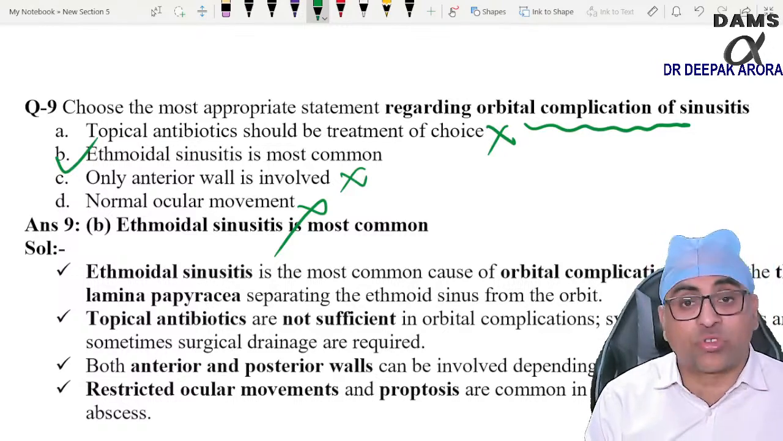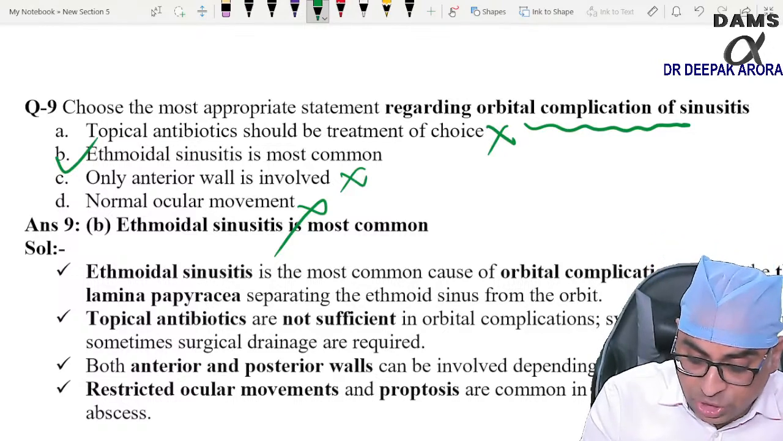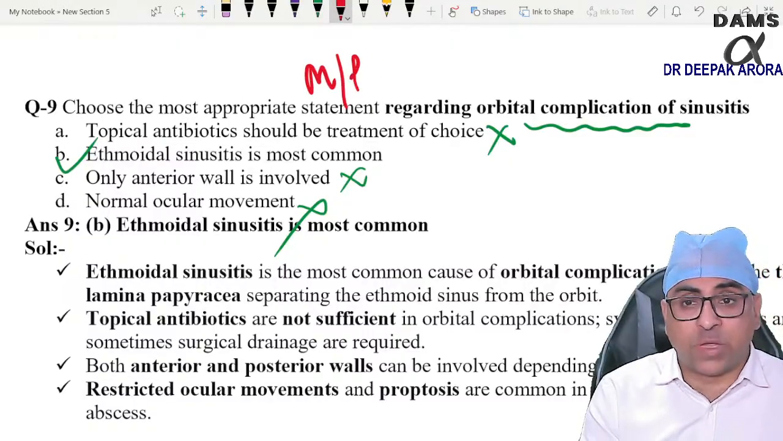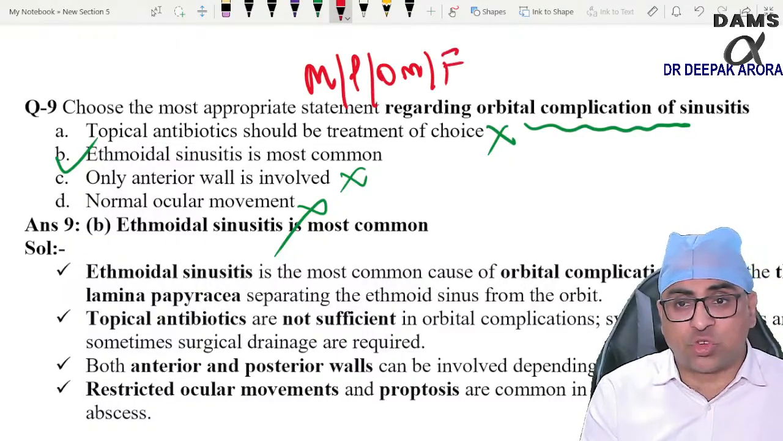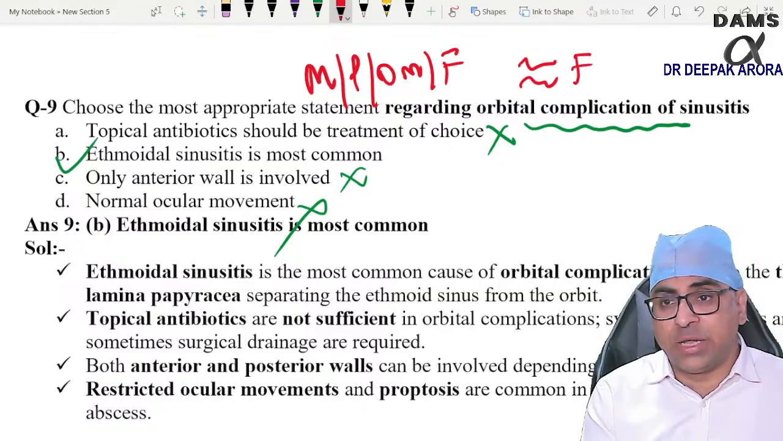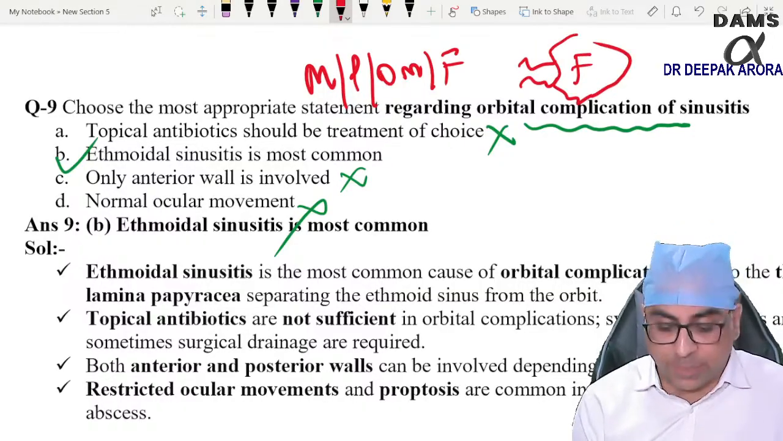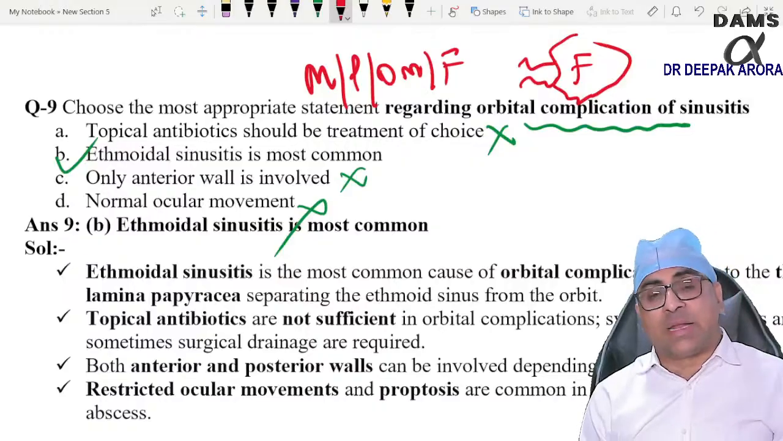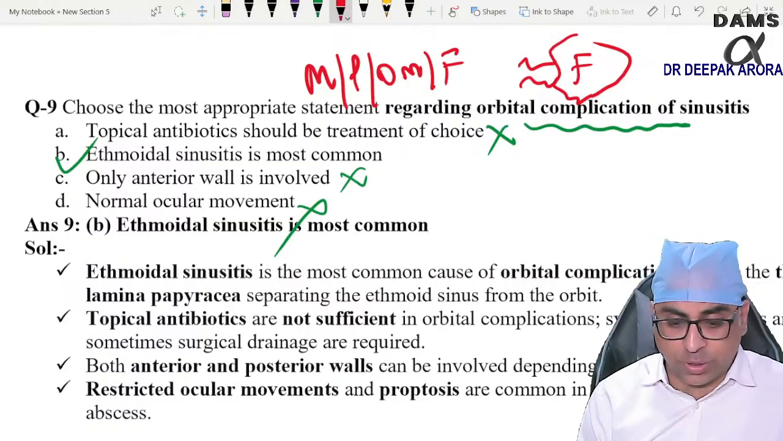Ethmoidal sinusitis is most common. The first 4 complications, mucocele, pyocele, osteomyelitis and fistula, are seen in the frontal sinus. Orbital cellulitis and orbital abscess are common in the ethmoid sinus.